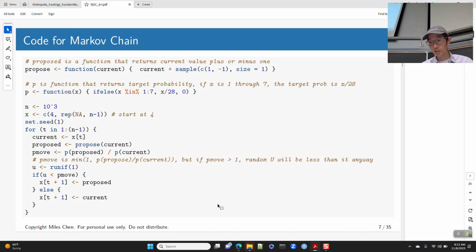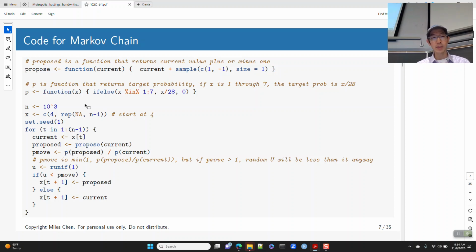Okay, so here is the code. I have a function that just says propose a value. All it does is it takes your current state, your current island, and it is going to randomly sample either a 1 or a minus 1, and it will add that to your current value. So that's going to be your proposed value, right? So if you're currently at 4, it's going to return either a 3 or a 5.